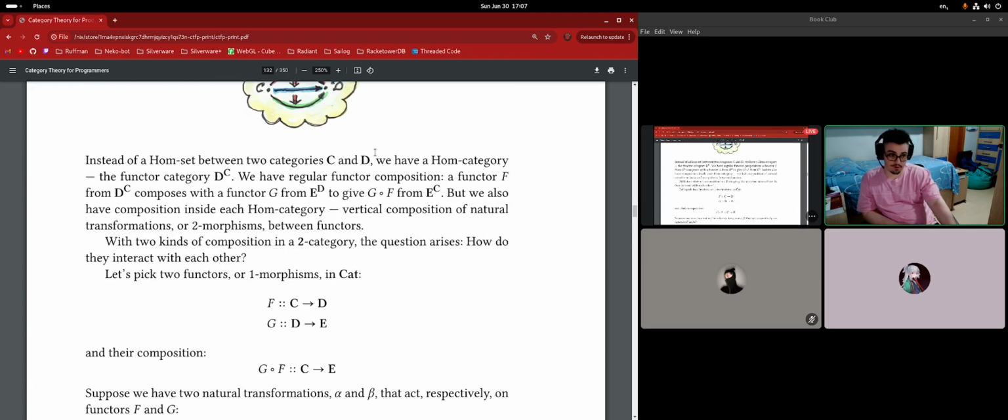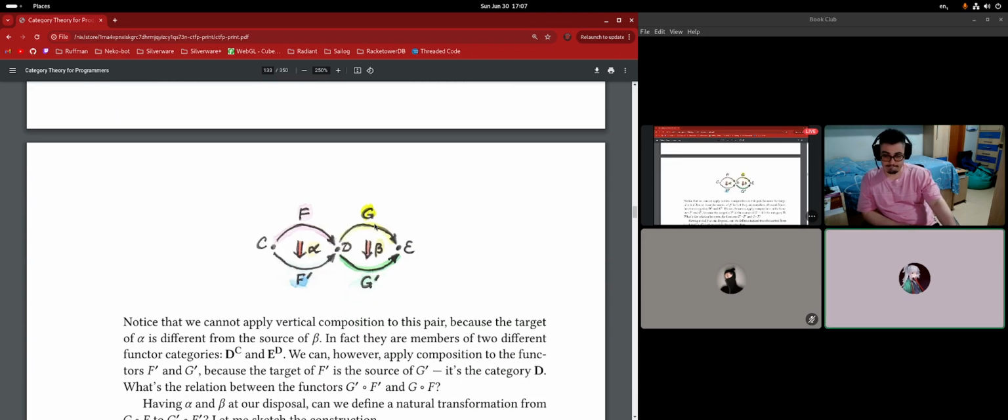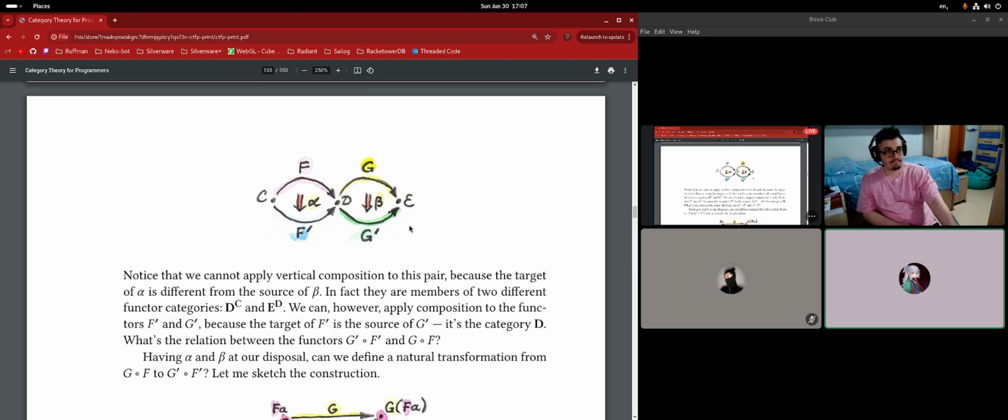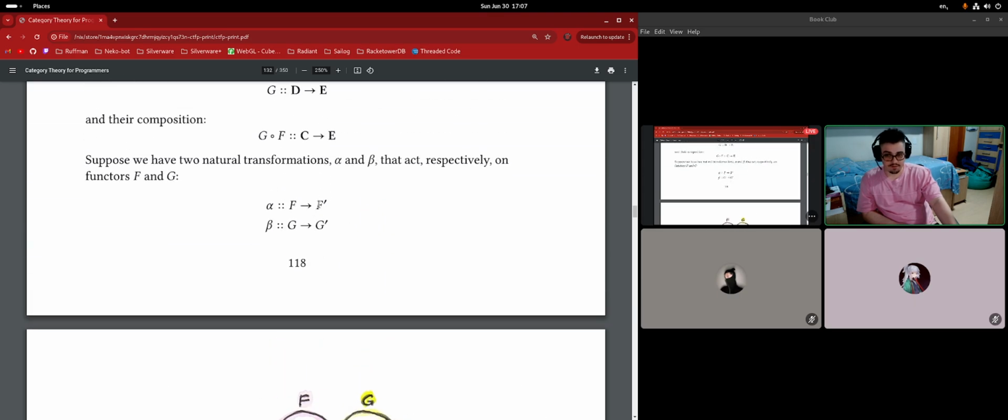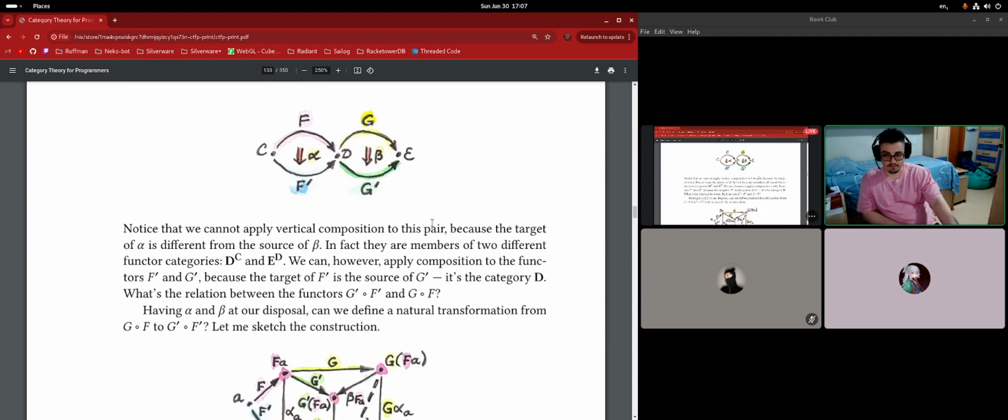But we've seen this before in the previous pages. In some sense, you kind of are, but not really. Notice you cannot apply vertical composition to this pair because the target of alpha is different from the source of beta. You can just look at the types. F prime is not G. Then you're done. In fact, they are members of two different functor categories.